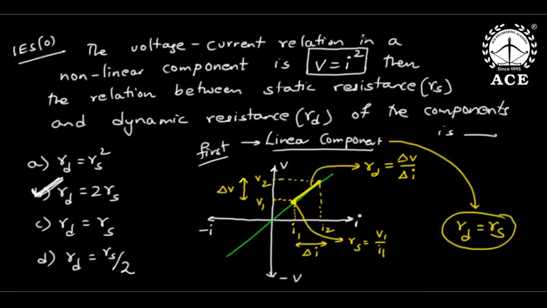Then we learned an important concept called dynamic resistance. Dynamic resistance is change in voltage by change in current. Static resistance is steady state resistance at an operating point. That is the difference. So in a linear component, the ratio of V by I, static resistance, or dynamic resistance, delta V by delta I, both remain same. So in a linear component, static resistance is equal to dynamic resistance because they obey homogeneity or proportionality.